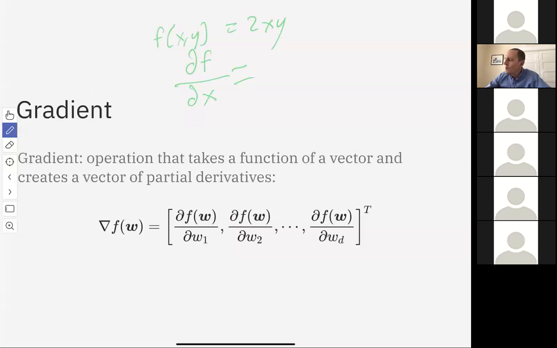Jake, what is the derivative of 2xy with respect to x? 2y. 2y, right? So 2 is a constant, y is a constant. We just leave the constants alone as we're doing the derivatives, and away we go. And similarly, the partial derivative of f with respect to y is equal to 2x.